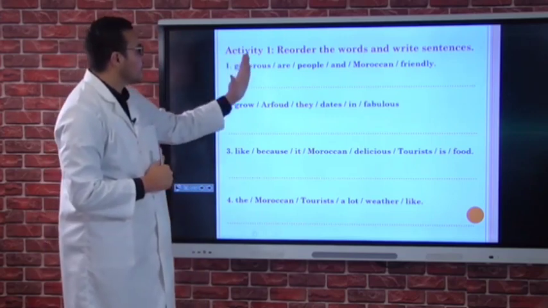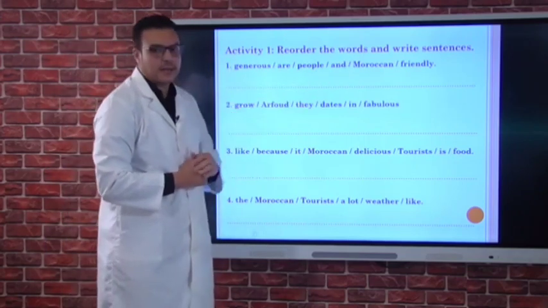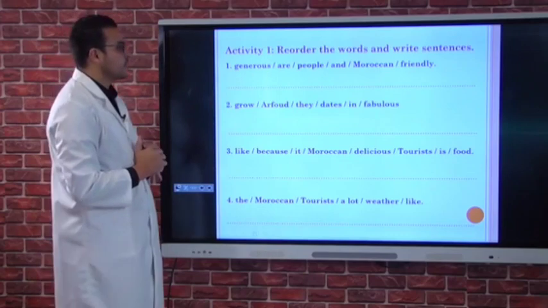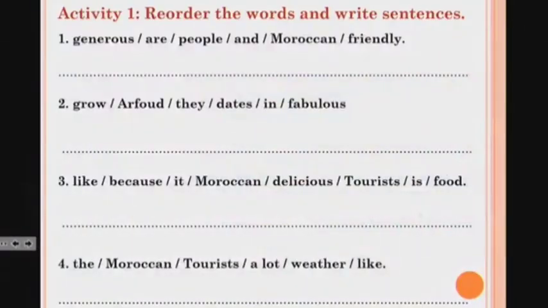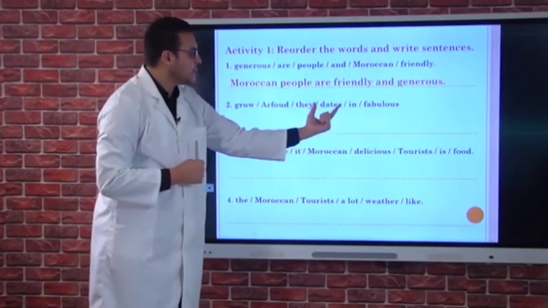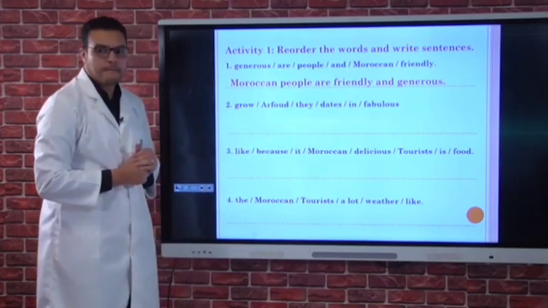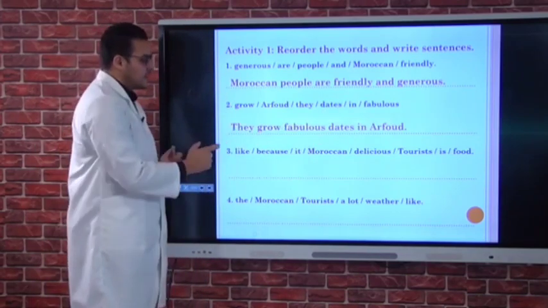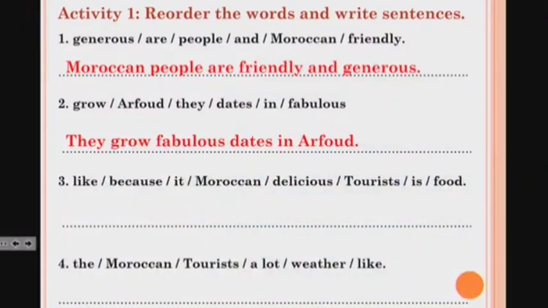We have generous, are, people, Moroccan, friendly. What do you say in here? The first one, we try to find the subject. And we say, Moroccan people, verb, are, friendly and generous, adjectives. Two, grow, food, they, dates, in, fabulous. And we say, they grow fabulous dates in food.